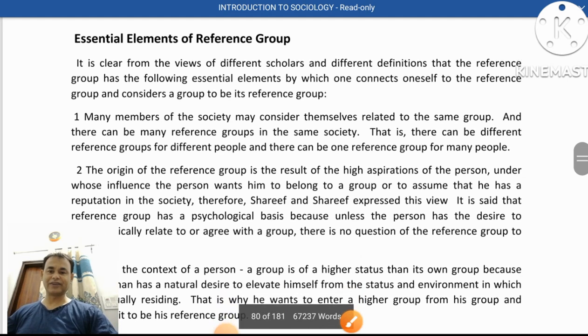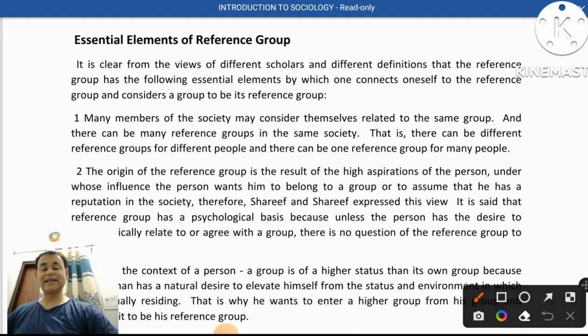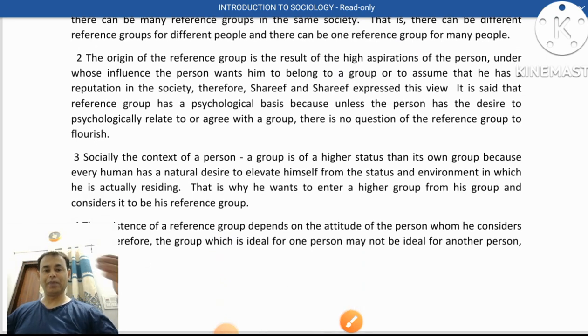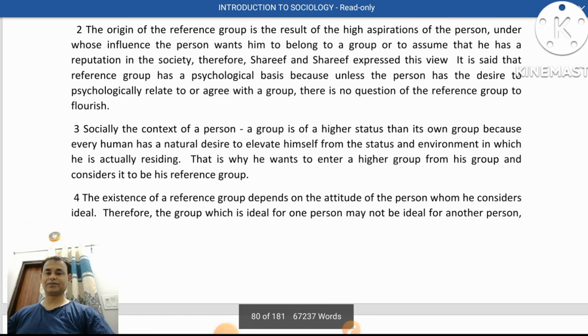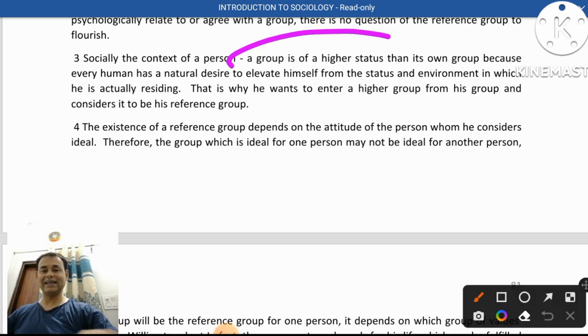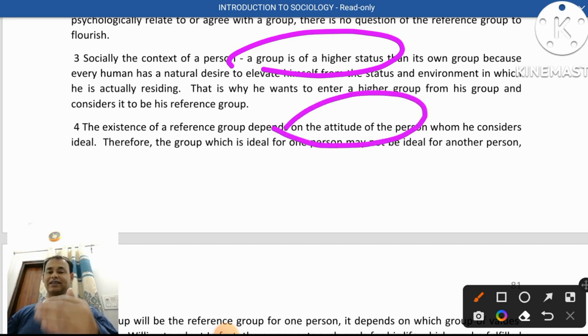Essential elements of reference group. Many members of the society may consider themselves related to the same group, and there can be many references in the same society. That is, there can be different reference groups. The origin of the reference group is the result of high aspiration of the person, under whose influence the person wants to belong to a group or assumes that he has a reputation in the society. Socially, the group is of a higher status than its own group. The existence of reference group depends on the attitude of the person whom he considers ideal.